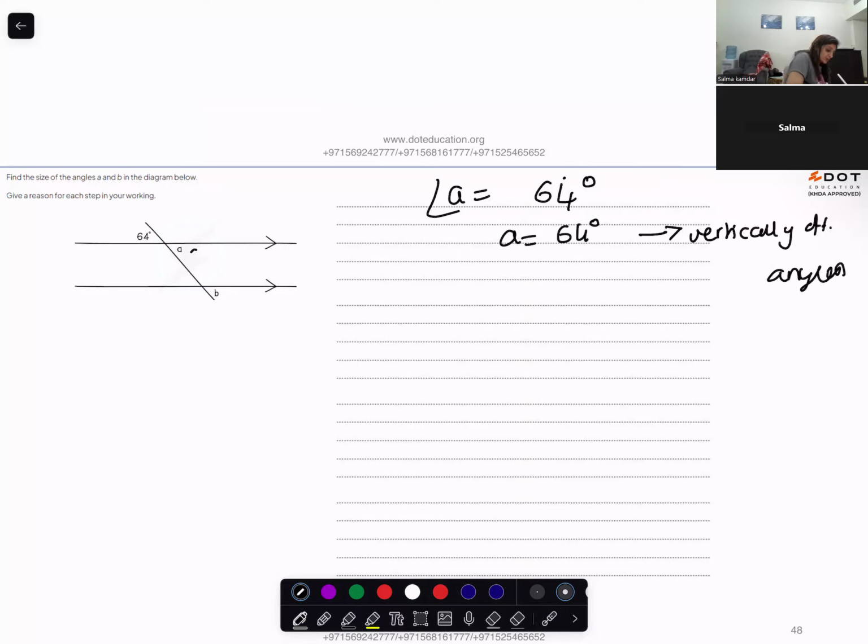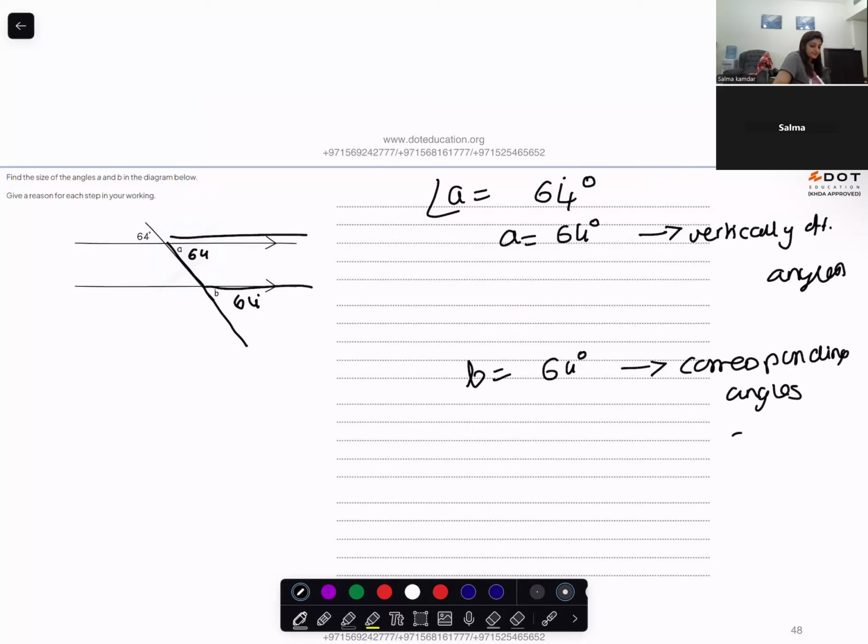Let's go to the next one. If you see, I can clearly see an F. Corresponding angles are equal, so B is also equal to 64 degrees. Why? Because it is a corresponding angle. Okay, so this is with the reason. You need to clearly identify. I will give you some sums which you can practice.